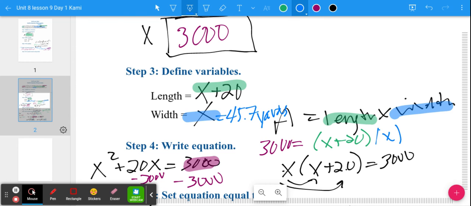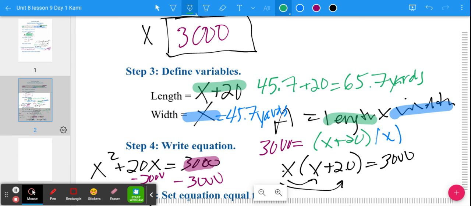What about our length? Well, to figure out the length, our length is x plus 20. We know our x is 45.7, and we'll add 20 to it. And we end up with 65.7 yards. That is our length. So our supermarket is 45.7 by 65.7. That is our width and our length.